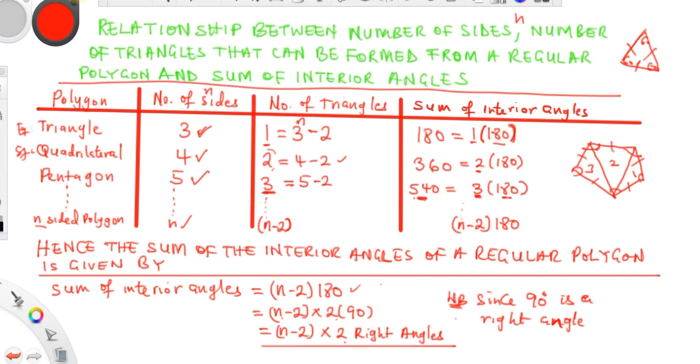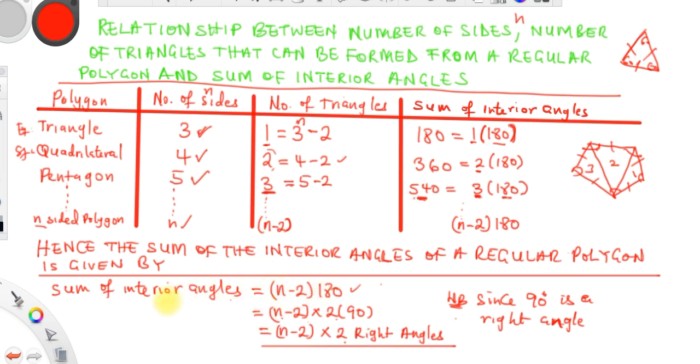Get understanding, don't memorize. Yes, this is the continuation of our series of lessons on regular polygons. In the previous video, we looked at the relationship between the number of sides, the number of triangles that can be formed from a regular polygon, and the sum of the interior angles. The intention of this reduction is to get the sum of the interior angles of the regular polygon in terms of the number of sides.